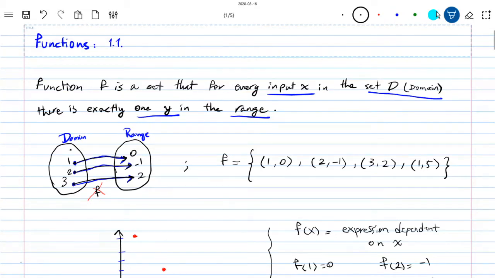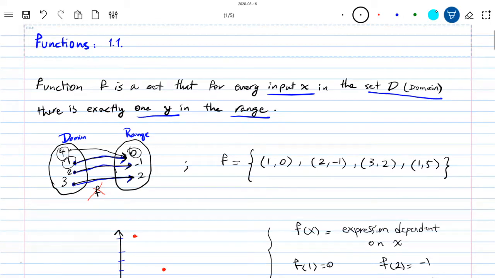So let's say if you had 4, 4 can go to 0. That doesn't cause any problem, because if you pick 4 as an input, what you get is exactly one output. You do not get more than one output, even though that output is the same as the output for 1. That doesn't cause the problem. The problem is if you pick one input, you expect at most one output. Not more than that.